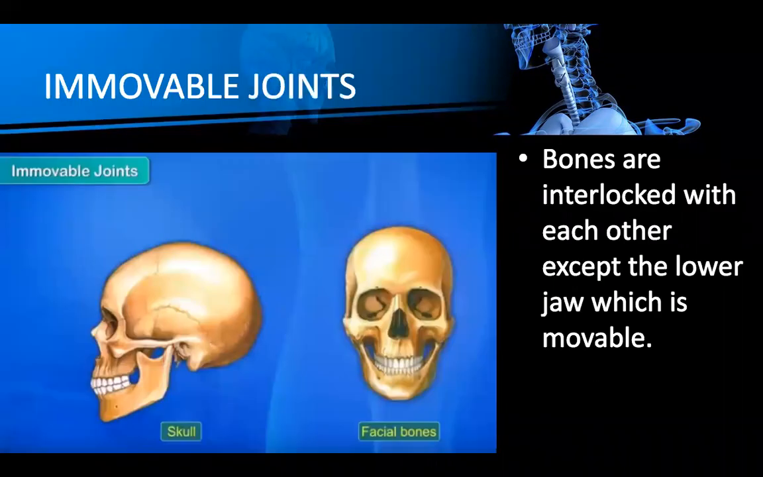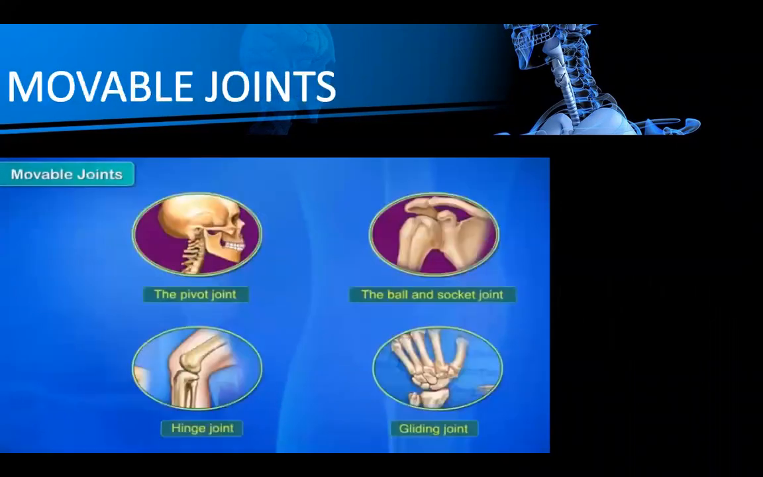Immovable joints. The bones that form immovable joints are fused in such a way that they cannot move. Bones of the skull and face, except the lower jaw, fall under this category.